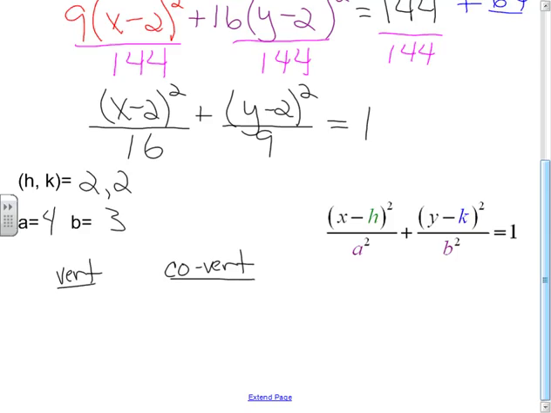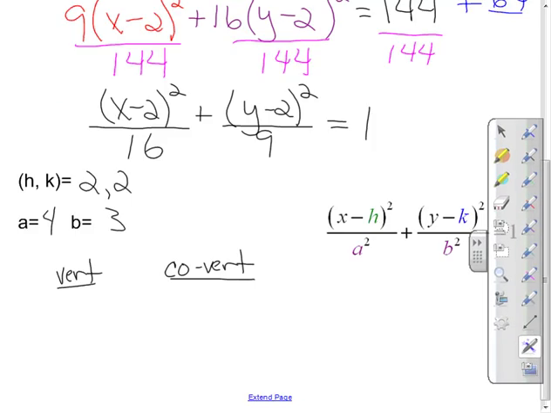Okay? So I'll manipulate the value of H by adding and subtracting 4 to it. Okay? And I'll manipulate the value of K by adding and subtracting B to it. Okay? And when I manipulate the value of H, K will not change. So what I'm going to do is I'm going to do 2 plus 4 is 6, comma 2. And 2 minus 4 is negative 2, comma 2.